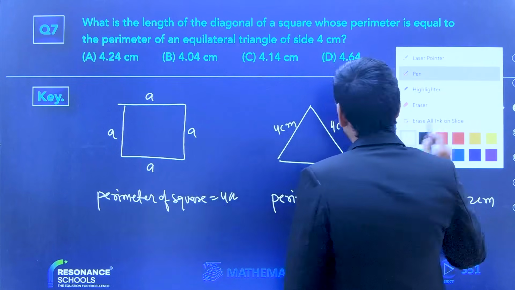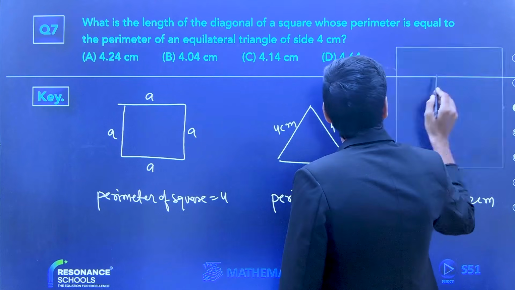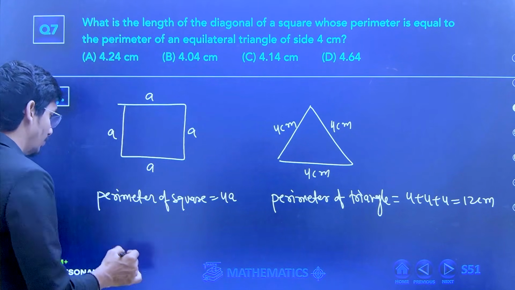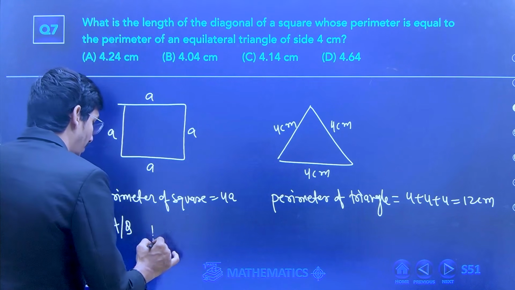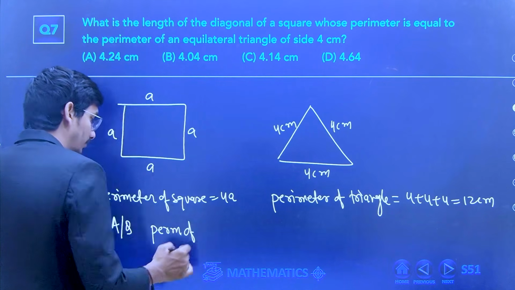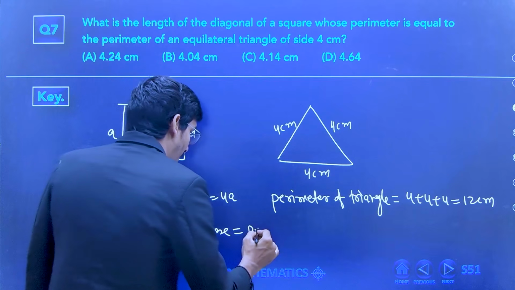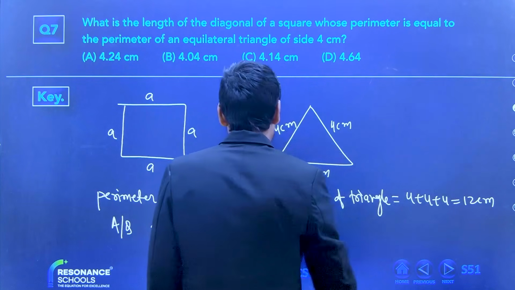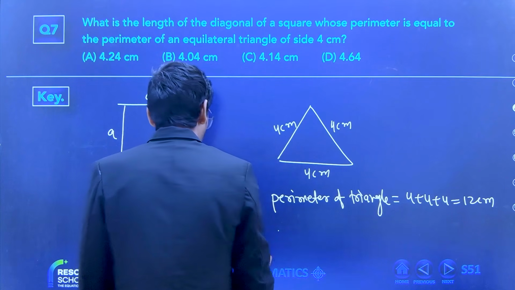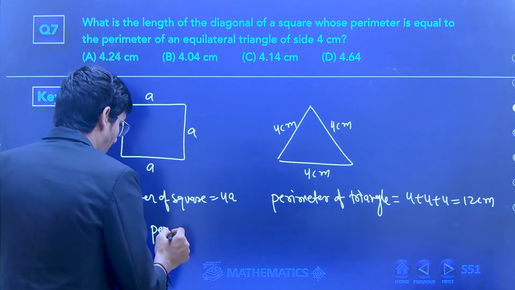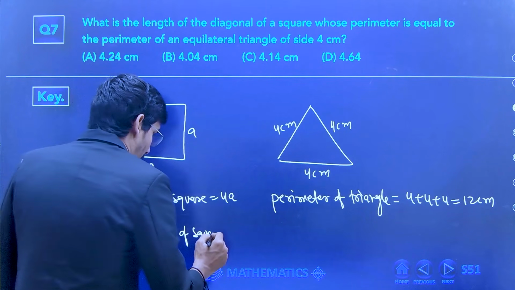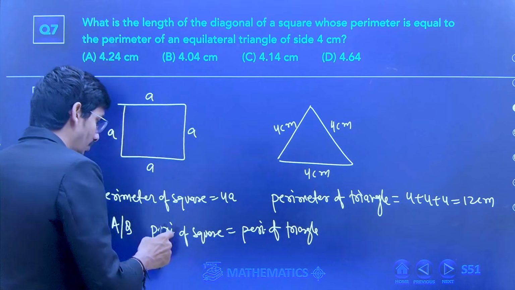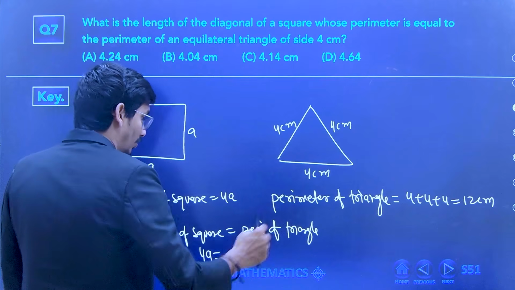The perimeter of a square is 4A. Now, according to the question, the perimeter of the square and the perimeter of the triangle are the same. So, the perimeter of a square equals the perimeter of the triangle. So 4A equals 12.